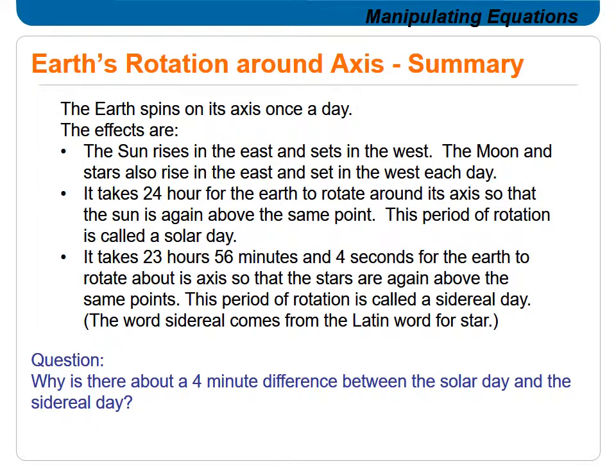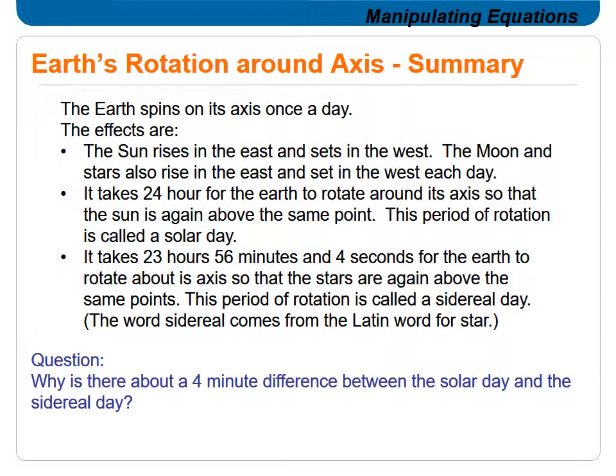Earth spins on its axis once a day. The effects are the sun rises in the east and sets in the west. The moon and the stars also rise in the east and set in the west each day. It takes 24 hours for the Earth to rotate around its axis so that the sun is again at the same point. This period of rotation is called the solar day. It takes 23 hours, 56 minutes, and 4 seconds for the Earth to rotate around its axis so that the stars are once again at the same points. This period of rotation is called the sidereal day. The word sidereal comes from the Latin word for star.